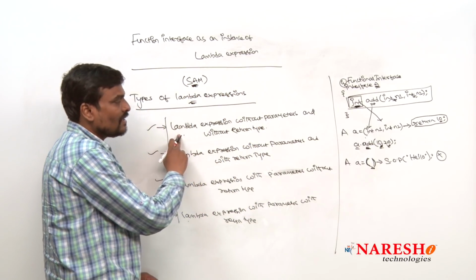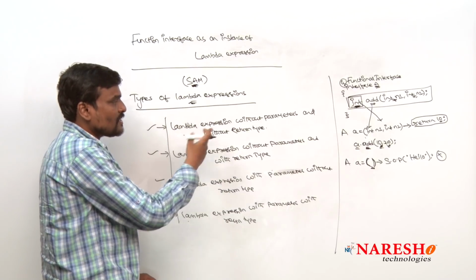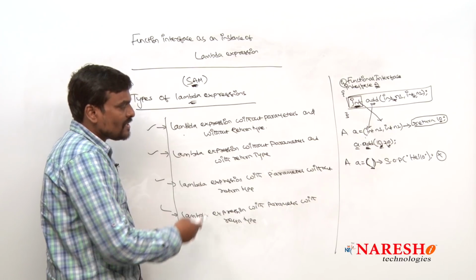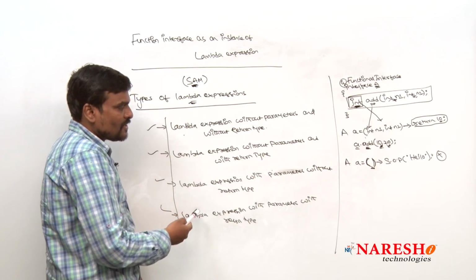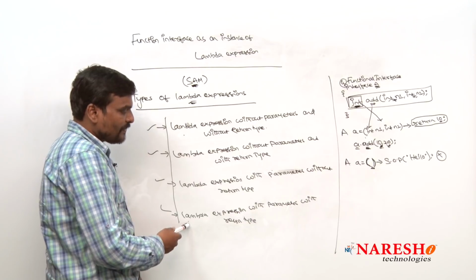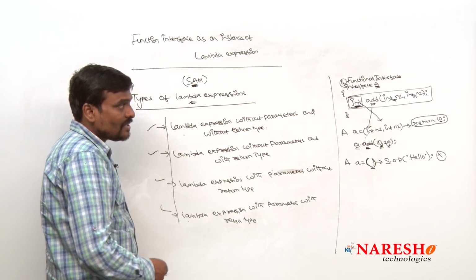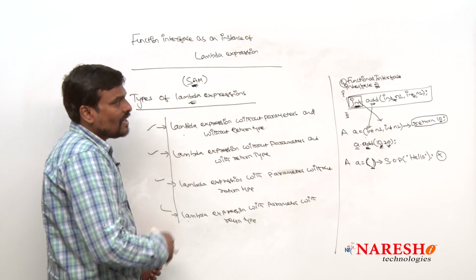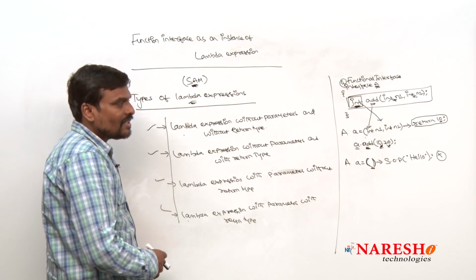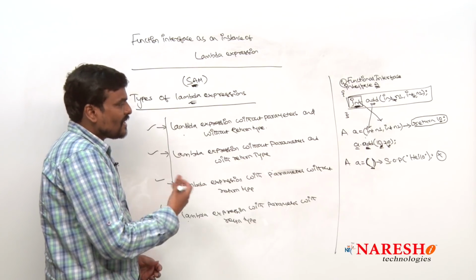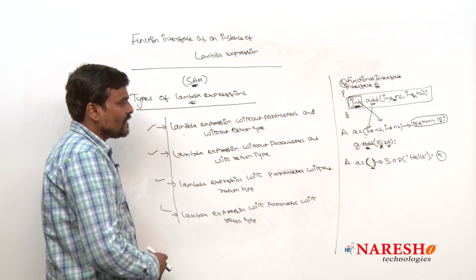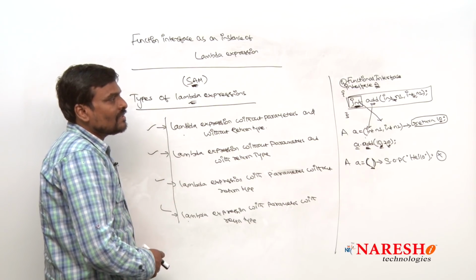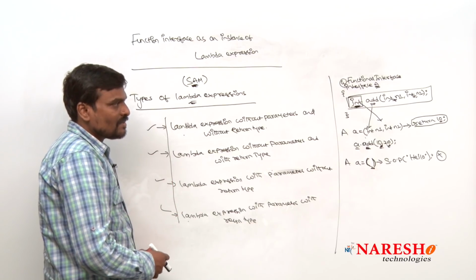Now there are different ways of writing a lambda expression. Generally you can write it in four ways: lambda expression without parameters and without return type, without parameters and with return type, with parameters and without return type, and with parameters and with return type. Now Java provides some predefined functional interfaces. Apart from that, you can write your own functional interfaces. We will see how to write all these types of expressions, and how we can pass one lambda expression to another function.